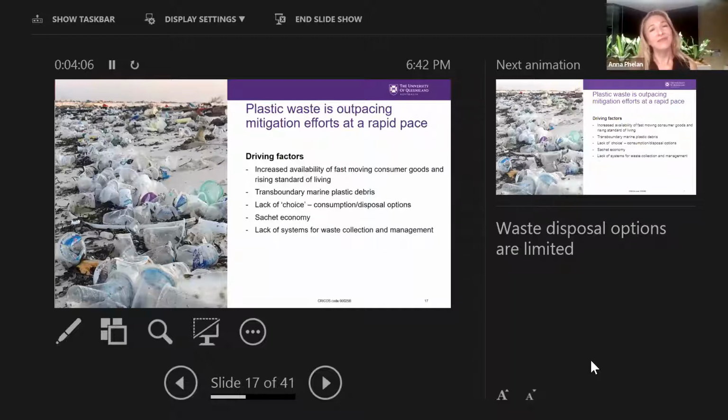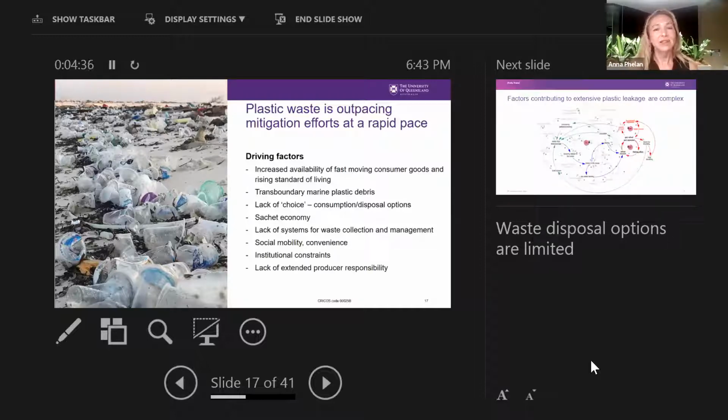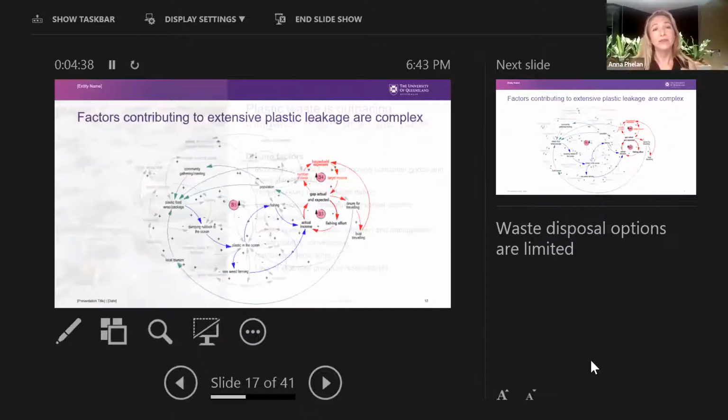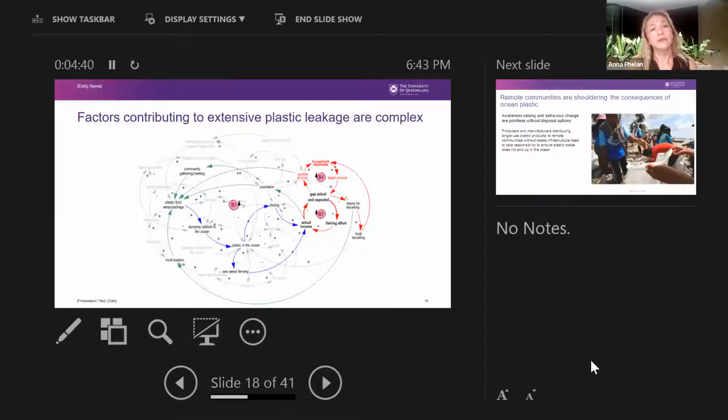There are really, again, minimal opportunities to actually dispose of rubbish, even when education and awareness of the issue is increased. The plastic literacy survey that we did demonstrated that even something like recycling was not understood by the majority of our participants. There are a whole other set of elements, including institutional constraints, and what, of course, we saw was minimal producer responsibility.